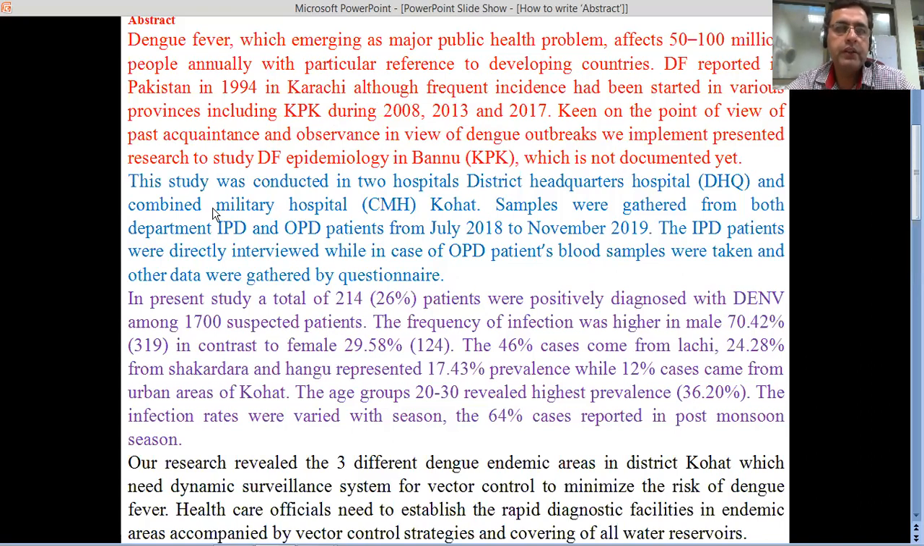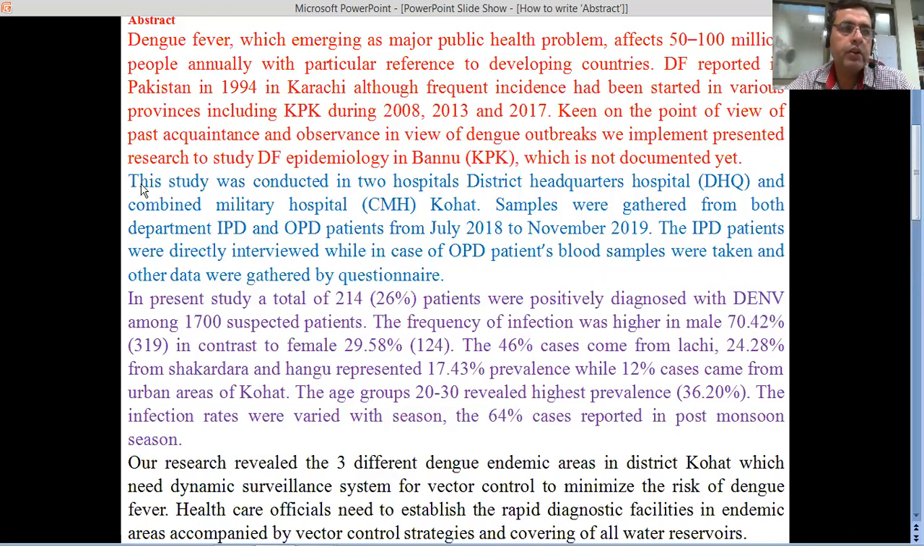Okay, now the second part, which is in blue. If you look at it: this study was conducted in two hospital districts, headquarter hospitals. In the combined military hospital cohort, samples were gathered from both IPD and OPD patients from July 2018 to November 2019. IPD patients were directly interviewed, while in case of OPD patients, blood samples were taken and other data were gathered by questionnaire. So if you look at it, what do you guess? It's actually the methods.